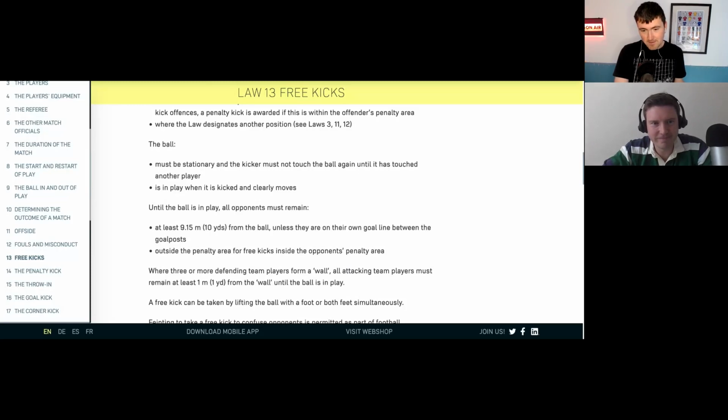It can't be dribbled. I wouldn't be surprised if within the next 10 years or so that's relaxed and players can dribble a free kick. There's not really any reason you couldn't, just in terms of the flow of the game. I think it's allowed in hockey potentially, which I always think is quite a similar sport to football in terms of the structure of the pitch at least. The ball is in play when it is kicked and it clearly moves.